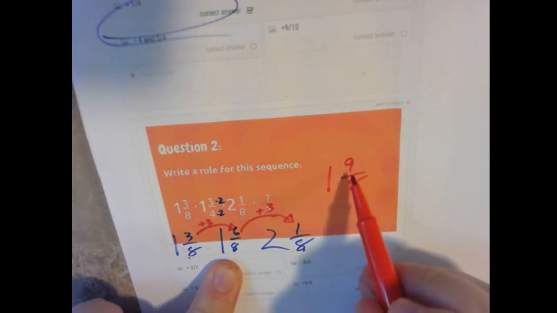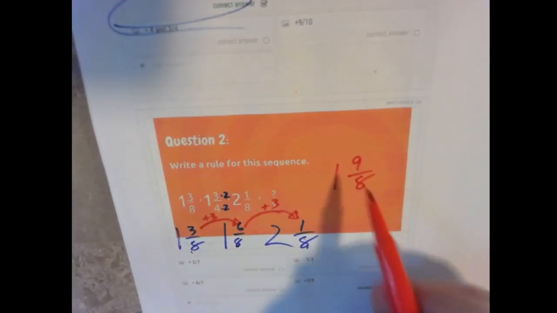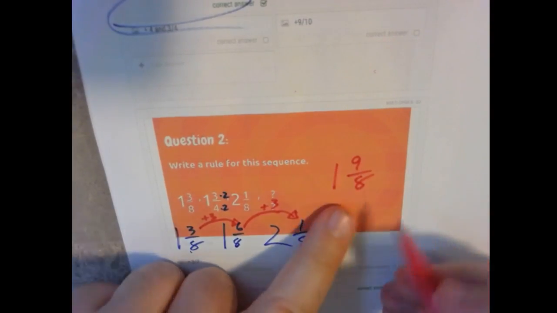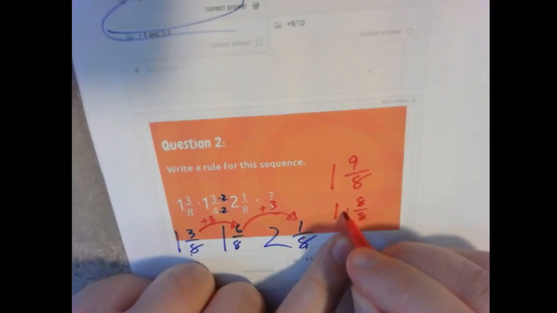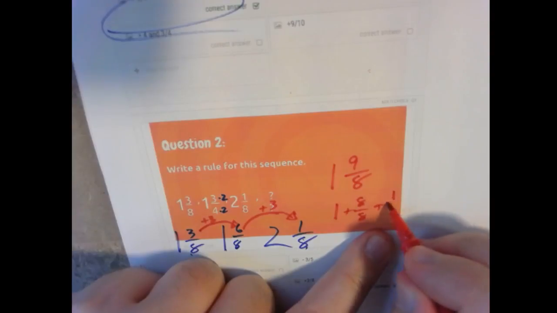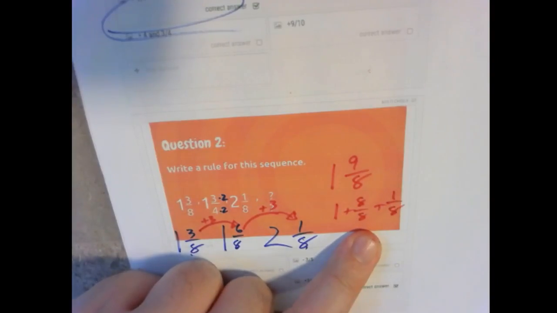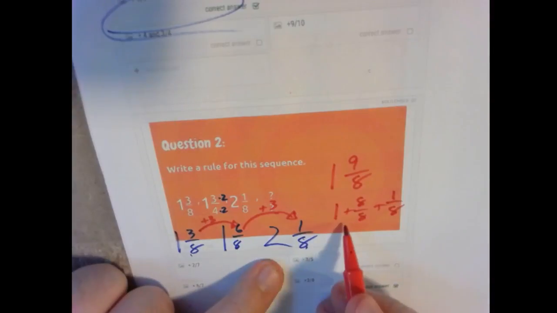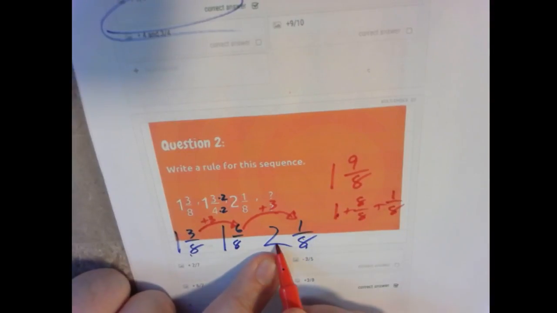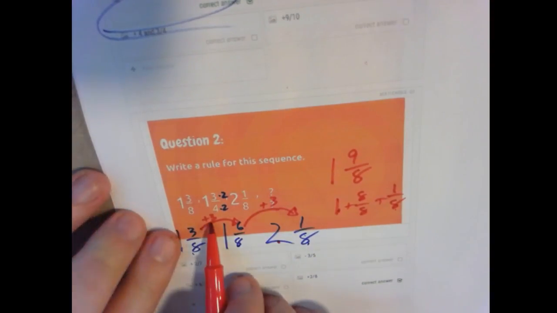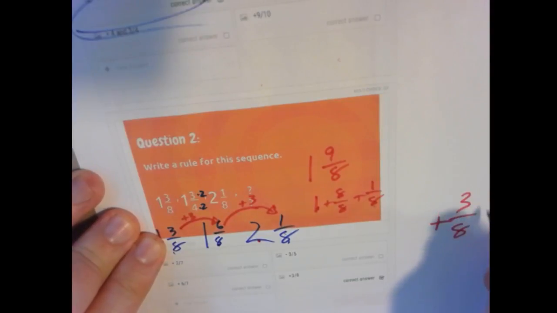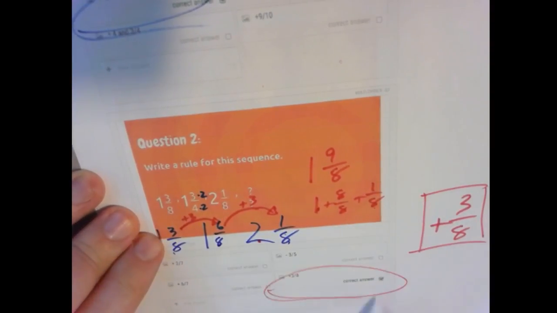Now typically when we have a numerator that's larger, we want to turn this into a whole number. So that would turn into 1 8/8 and 1 more 1/8. So this is how we got 1 plus 1 to give us the 2. So 1 plus 8/8 makes 2 and 1/8. So the rule again is changing by plus 3/8 of a step. Just like that.